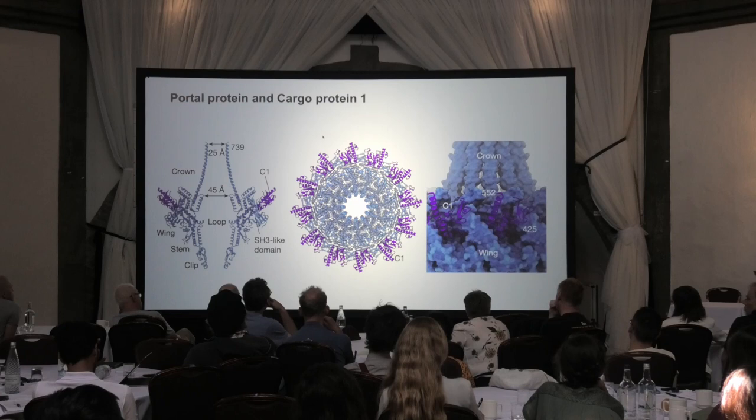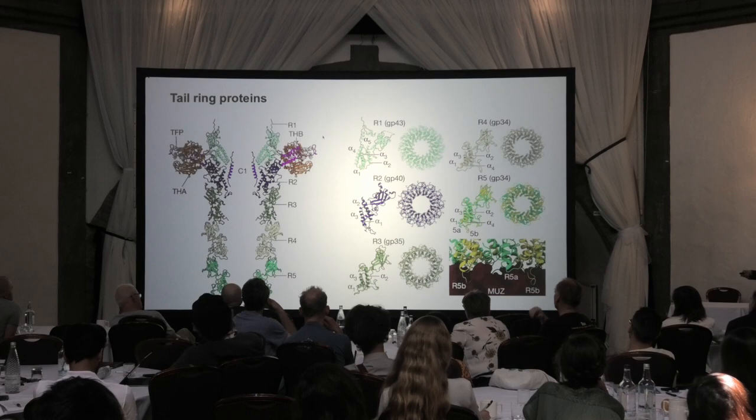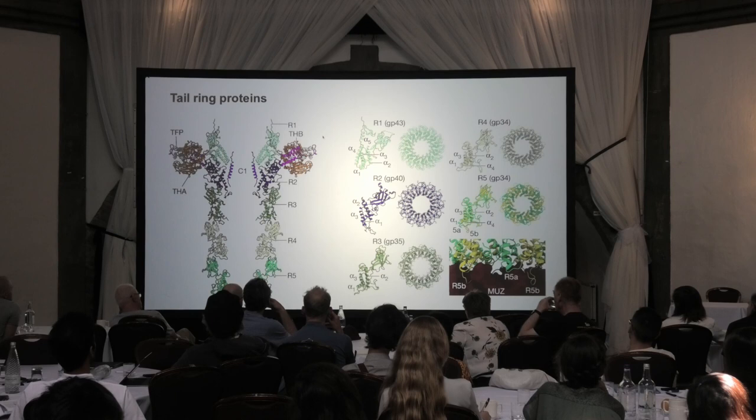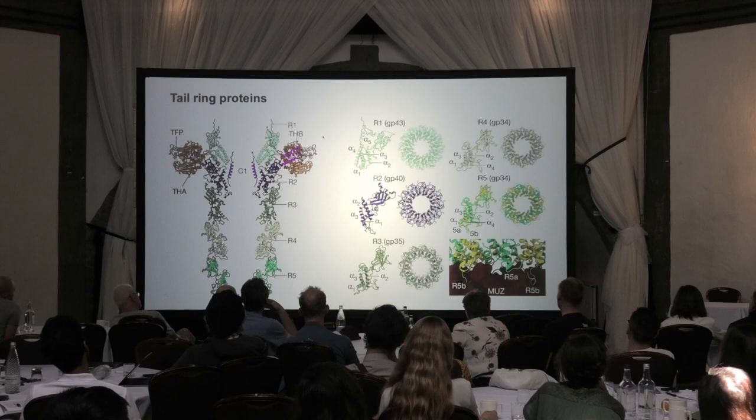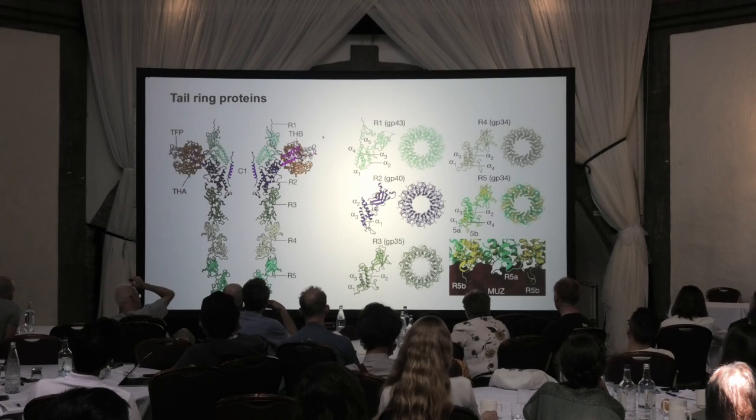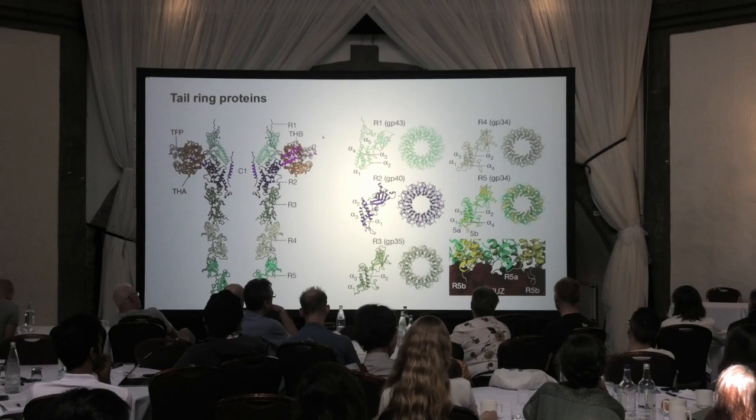And then we can move down the tail. So the tail tube, the central part of the tail, is made up of what we call ring proteins. It's quite similar to the tail joining factor found in other phages, with the core sort of three-helix bundle. In this case, we have this beta sandwich type domain off the side. But these are encoded in 4 different genes, giving 5 different rings, and the last 2 rings are encoded by the same gene.